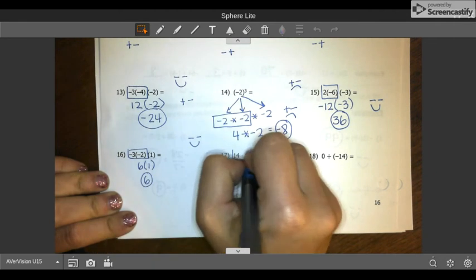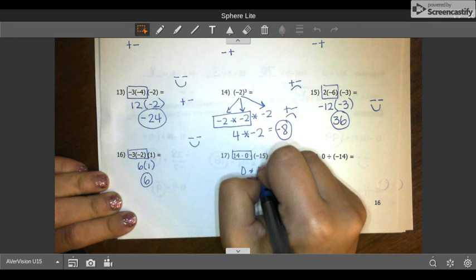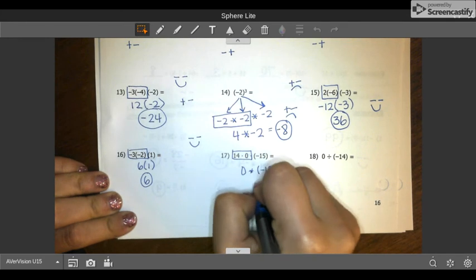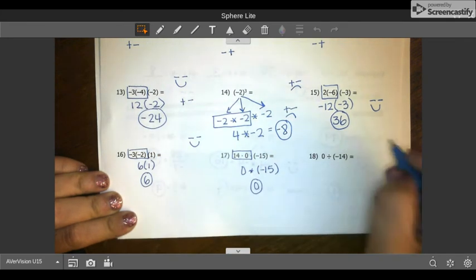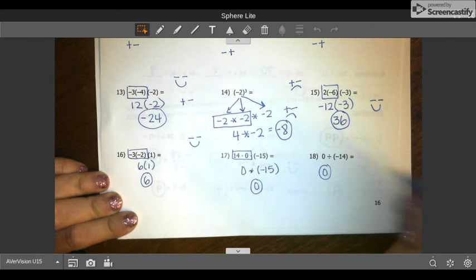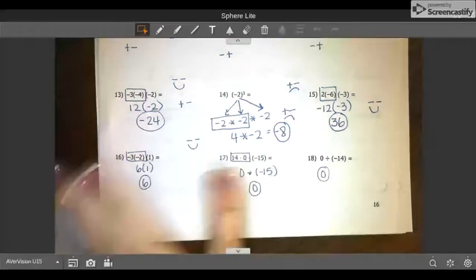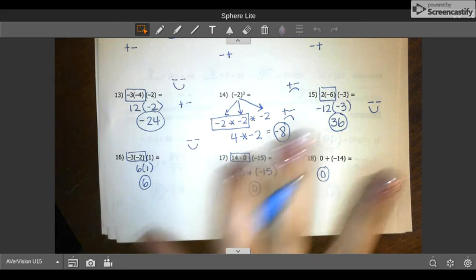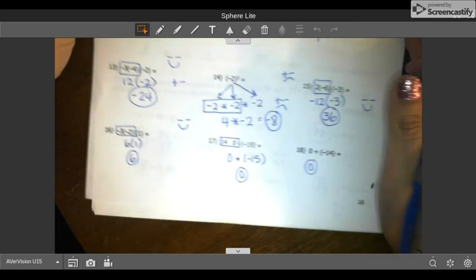14 times 0 is 0. 0 times anything is still 0. 0 divided by anything is 0. If I'm going too fast, make sure you rewind or pause at any point that you need.